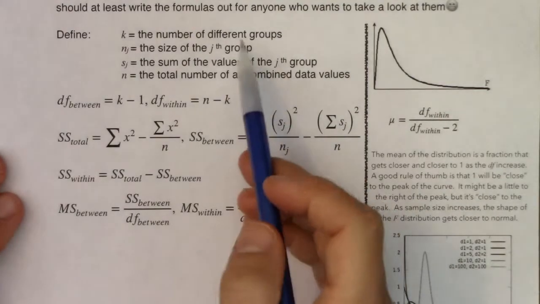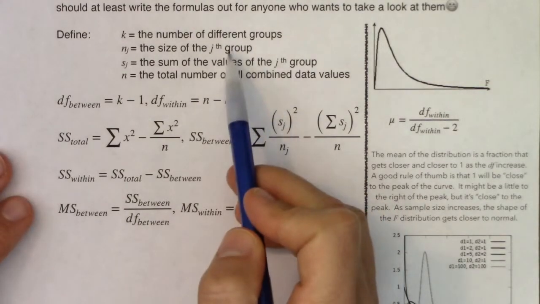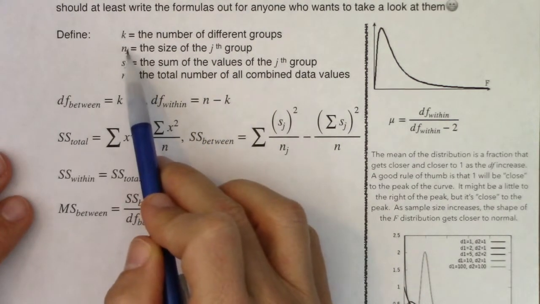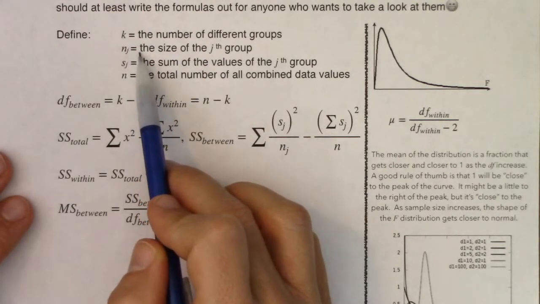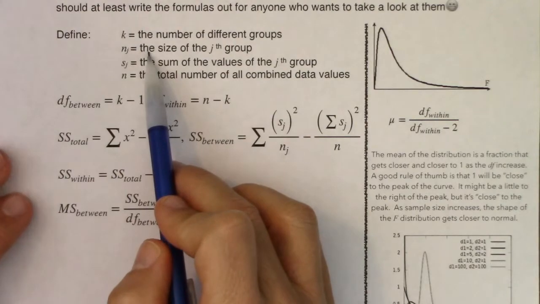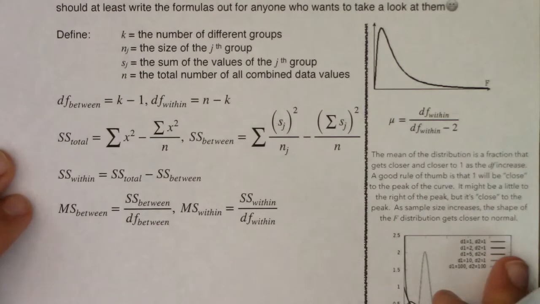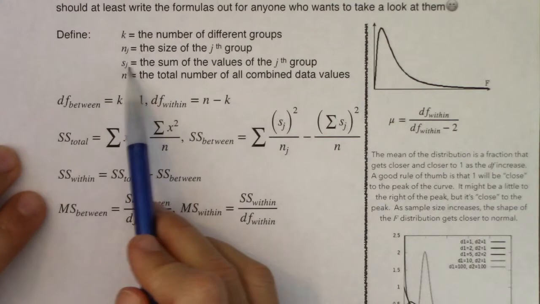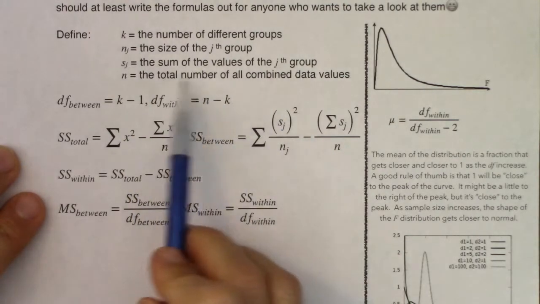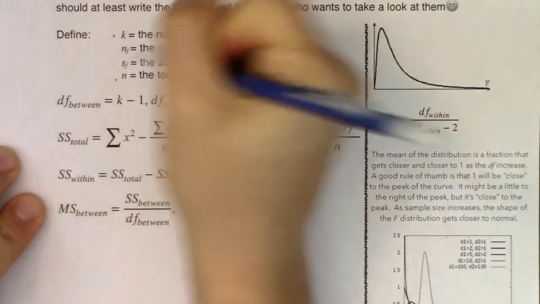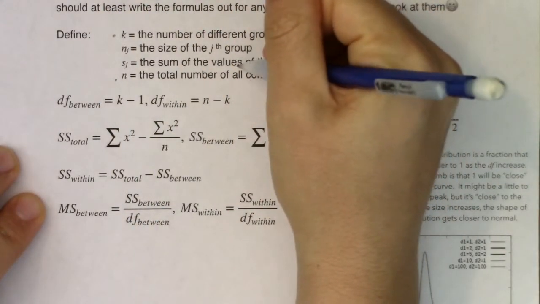All right, so if we have our levels here, n sub j is the size of the jth group. So in example 1, n sub j would have each been 6 because I had 6 Hondas, 6 Corollas, and 6 Nissans. And it's not the case where you always have to have equal numbers in each group. I mean, you use whatever you have available to you. All right, and then S sub j will be the sum of the values in the jth group, and N will be the total number of all combined data values. So we've talked about K and N before. We haven't really talked about n sub j and S sub j before.